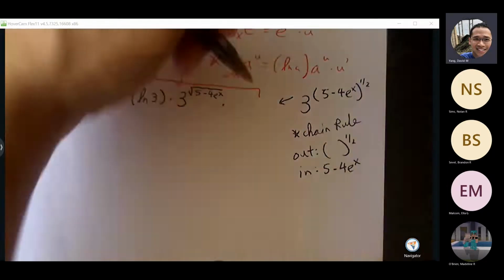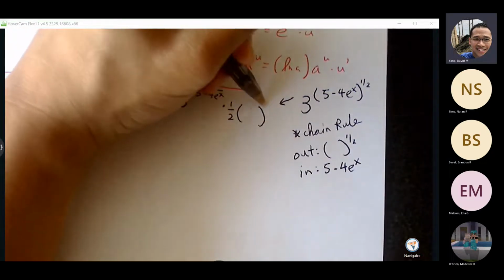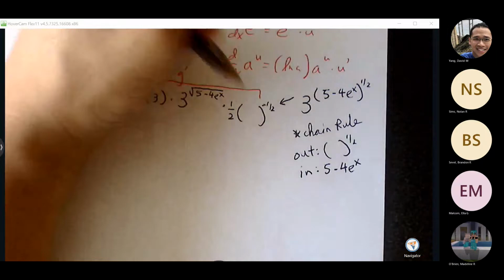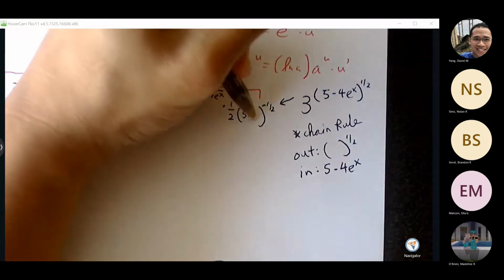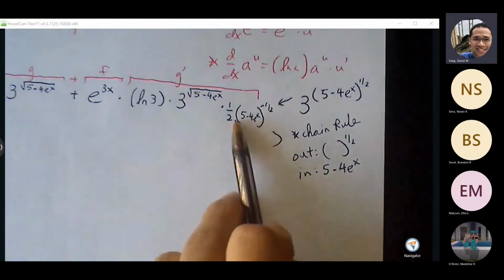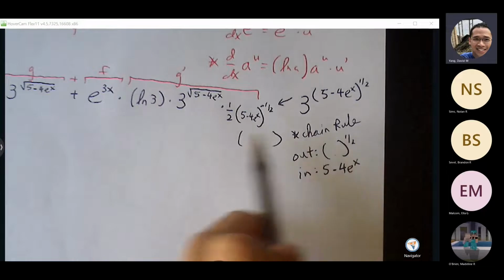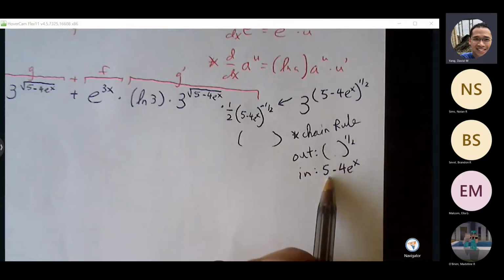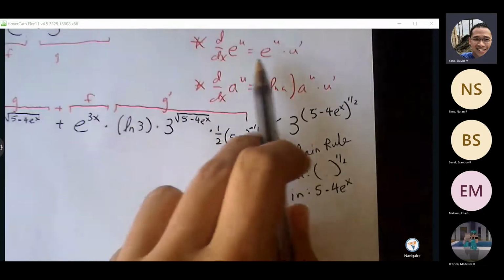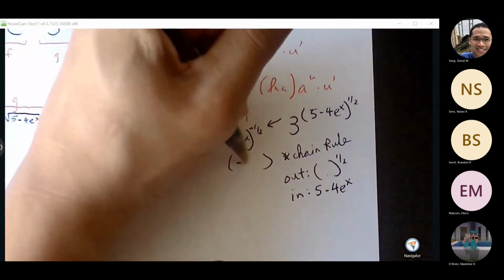So outside's derivative, 1/2 parentheses to the negative 1/2, multiplied by my inside's derivative. That's my outside's derivative, right? 1/2 parentheses to the negative 1/2. My inside's derivative, 5 goes away, 4e to the x just becomes e to the x times 1. So just negative 4e to the x.